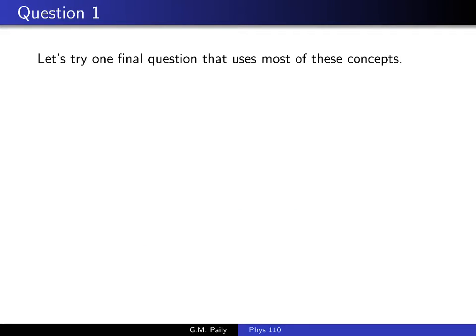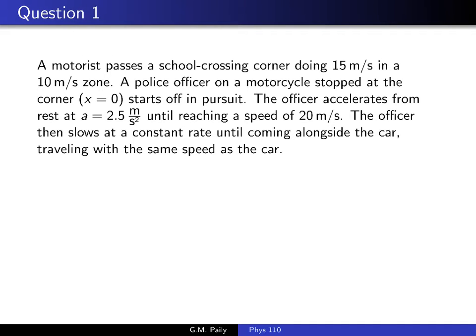Let us look at one final question that uses most of these concepts. A motorist passes a school crossing corner doing 15 meters per second in a 10 meter per second zone. A police officer on a motorcycle stopped at the corner, which we take as x equals 0, starts off in pursuit. The officer accelerates from rest, so the initial velocity is 0, at an acceleration of 2.5 meters per second squared until reaching a speed of 20 meters per second.